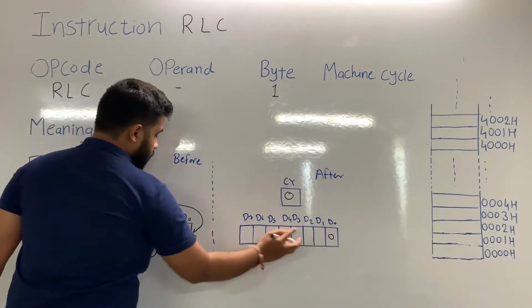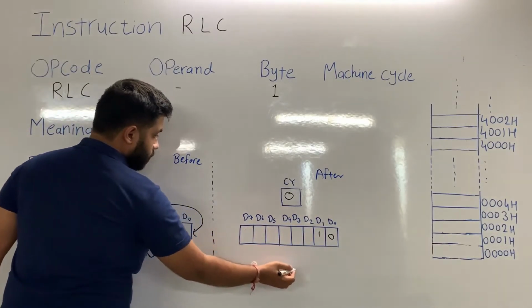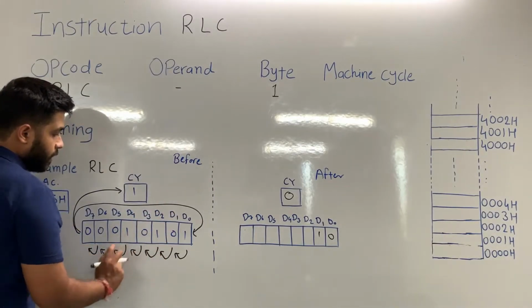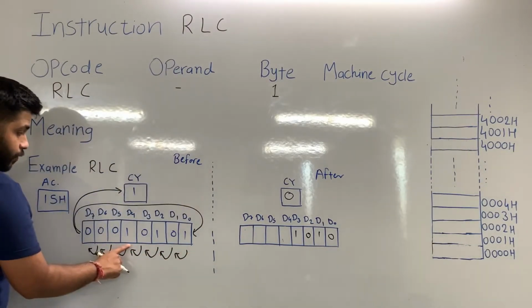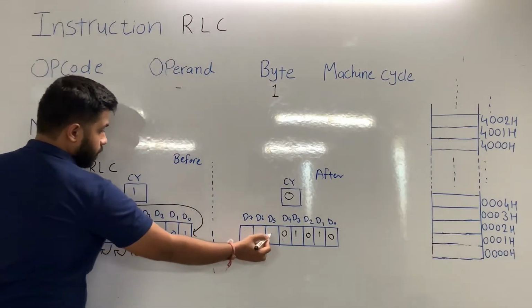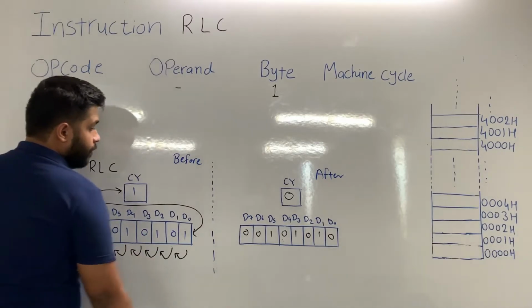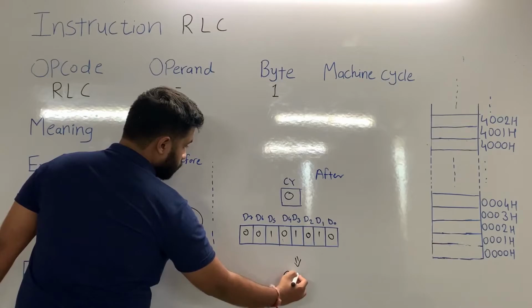In D1 the value of D0 is shifted to D1. So in D1 there will be 1. In D2 the value of D1 will be present. So there will be 0. Then at D4 the value of D3 will be present. So 0, then 1, 0, 0. So if you convert this number into hexadecimal, you will get 2AH.